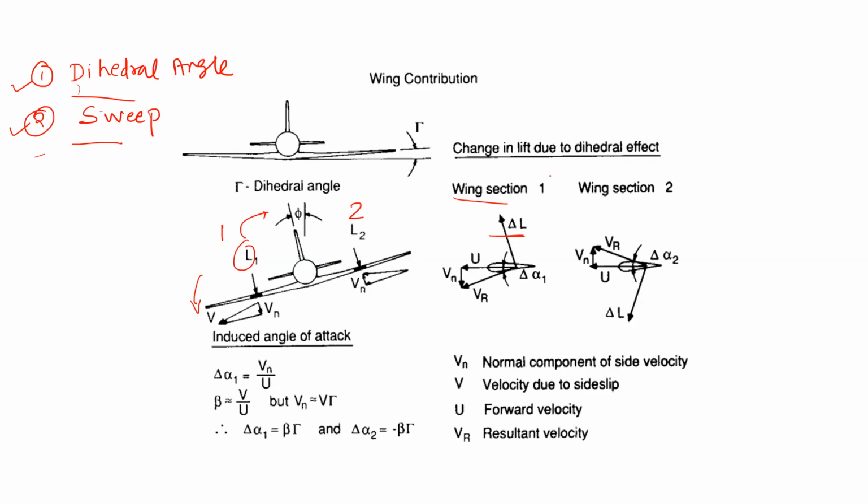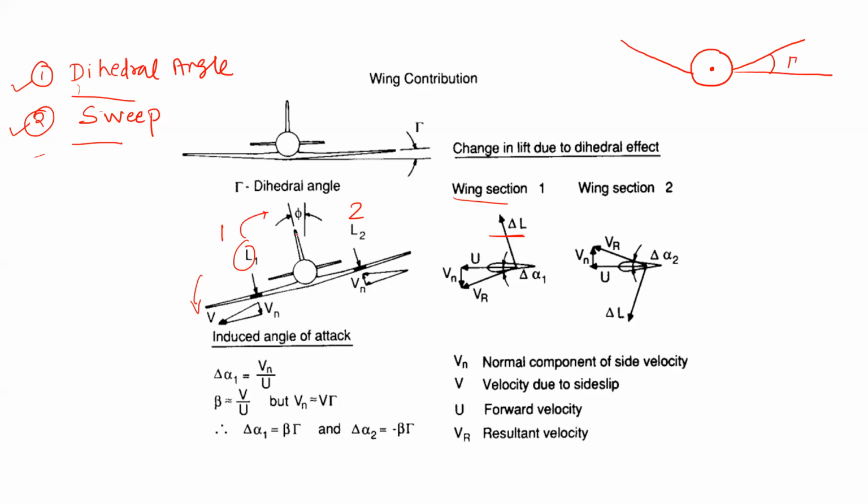We'll see that. Okay, so the photograph here is not very clear about dihedral, but you can clearly see what dihedral is. I'll make a clearer picture here. Imagine this is the fuselage, this is the center. Now this is one wing, and this is the other wing. We are looking at the aircraft from the front view, and this is the horizontal plane. This angle is usually called the dihedral angle.